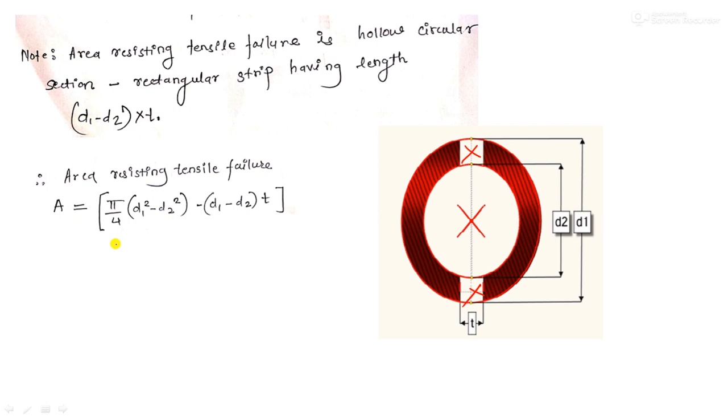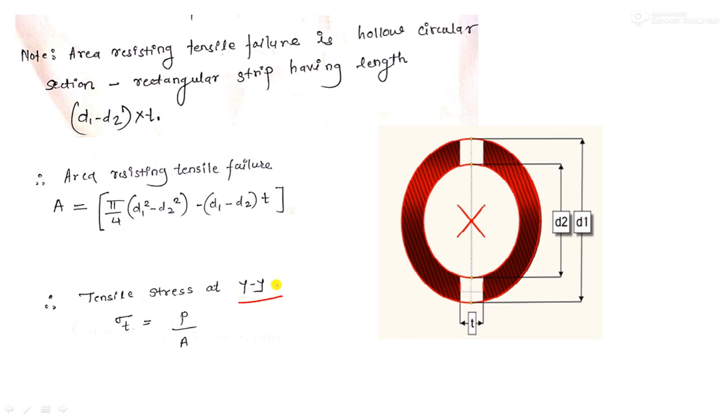Area is pi by 4 into (d1 minus d2) squared for the circular cross section, and for the rectangular area, I will subtract the total length (d1 minus d2) into t. So this is nothing but the area resisting the tensile failure. Now once you find out the area, what will be the tensile stress induced at yy, which is nothing but a weaker section of a socket.